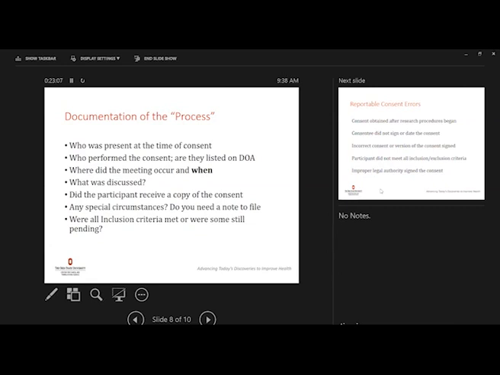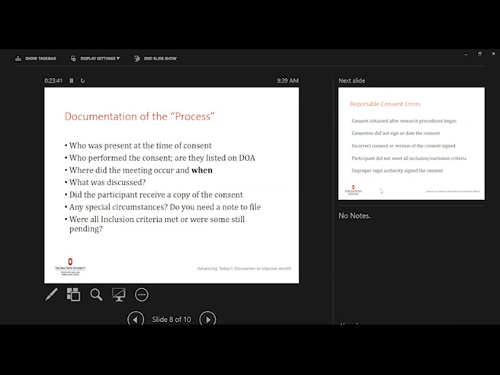What was discussed? Did they ask some questions? Did they seem like they understood what was going to happen? One of the things that we had utilized at Children's was a comprehension quiz for some of our harder studies, where they would be asked a couple of questions. Again, this is them feeding back to us, acknowledging that they understood what the study was going to ask of them. And this was a way of documenting that they did understand.